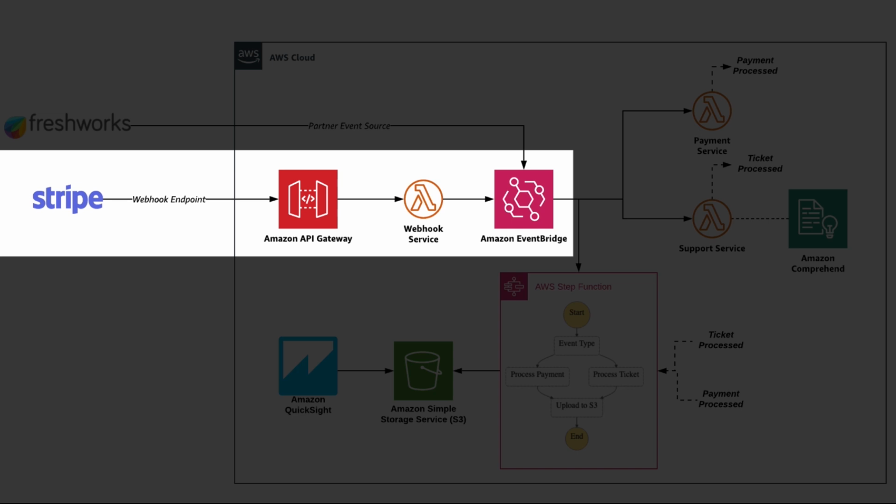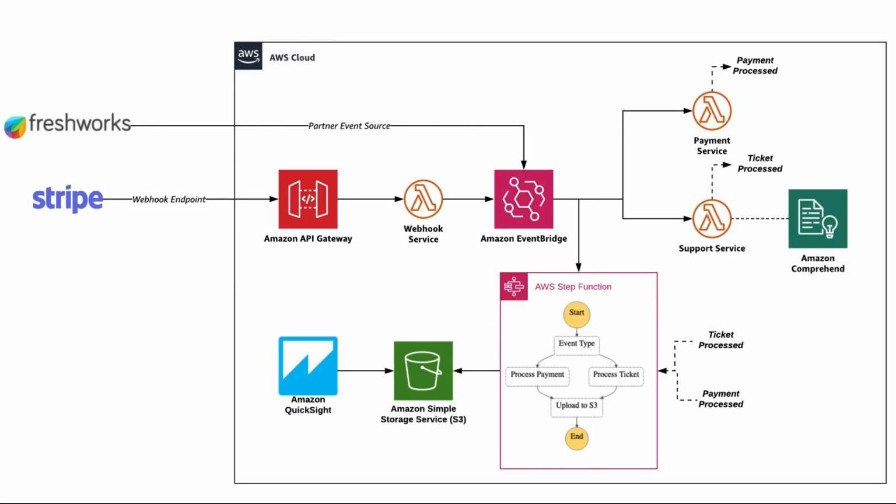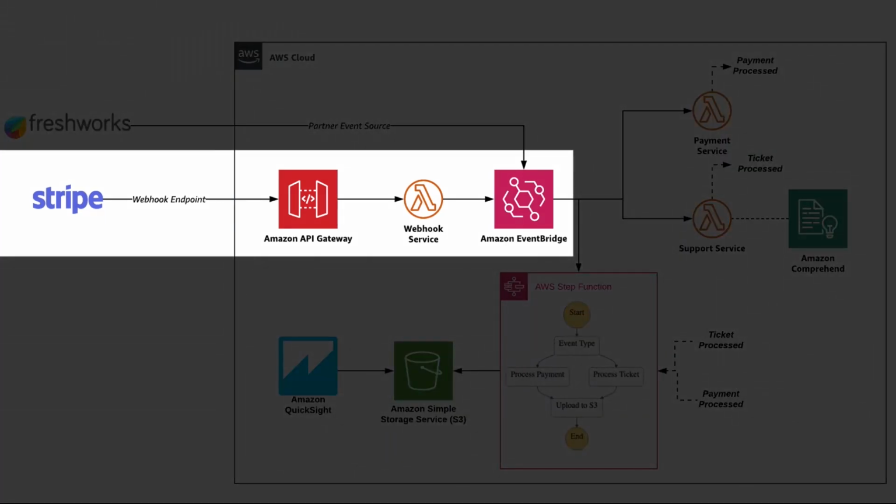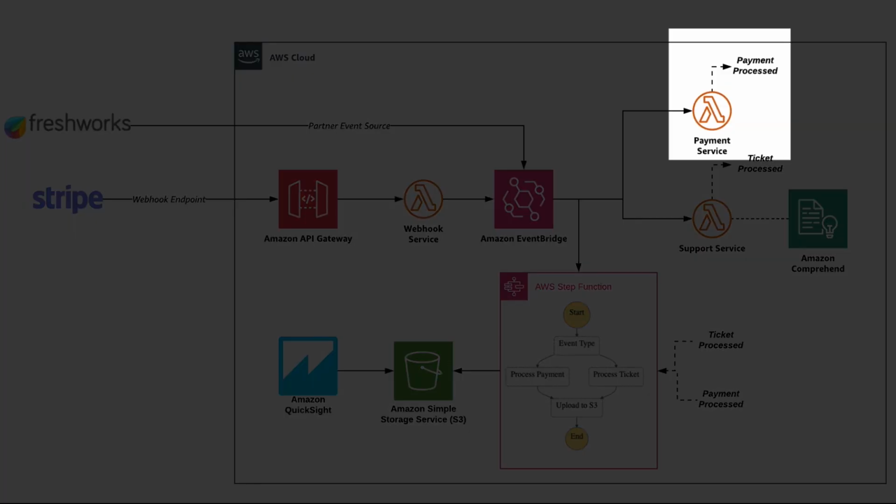In this case, we're going to implement a webhook endpoint to receive events whenever there are events emitted by Stripe. So the story goes like this. Whenever there's a payment event triggered by Stripe, it will connect to our webhook, and our webhook will publish the event to Amazon EventBridge. Amazon EventBridge will then route the event to the respective service, in this case the payment service.